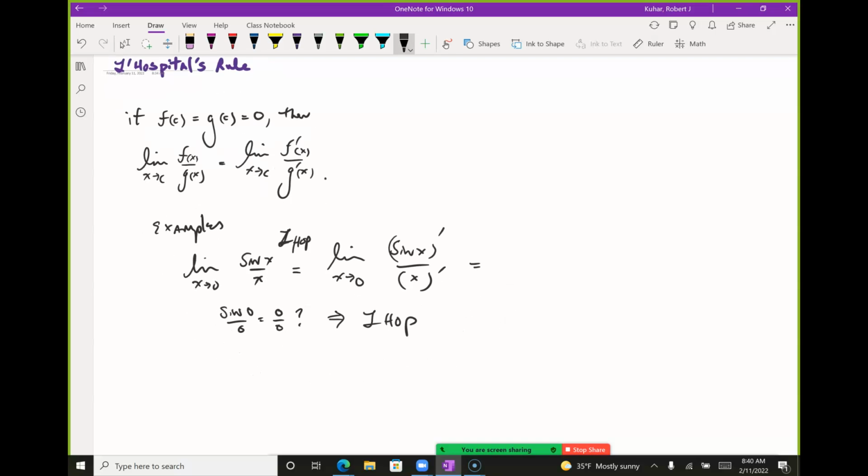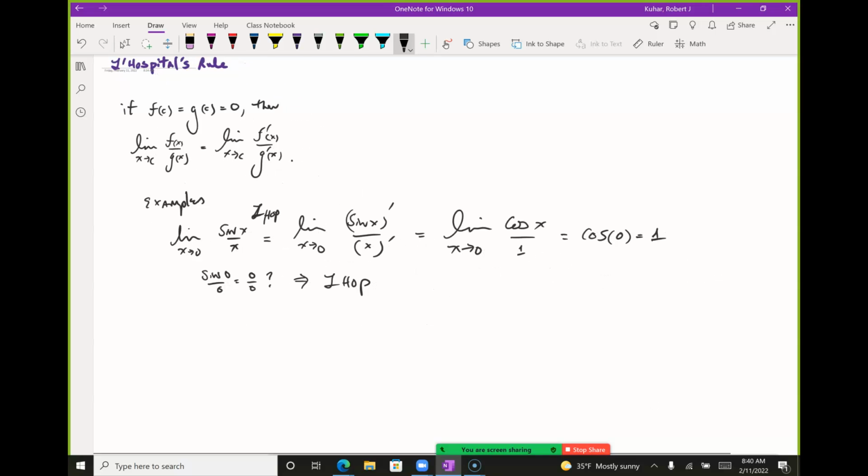And so what do I get? What's the derivative of sine? Cosine. And the derivative of x? 1. So I get cos x. I'm just doing the limit of cos x as x goes to 0. And I'm going to try my limit, so that means plug in. So I just get cos of 0, which is 1. So much quicker, right?